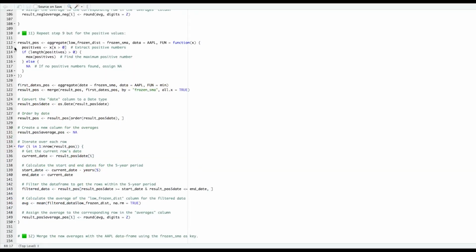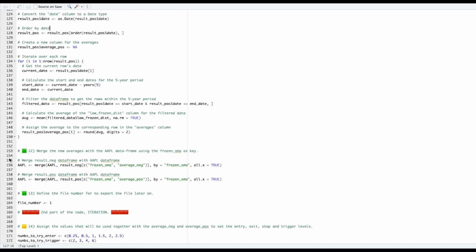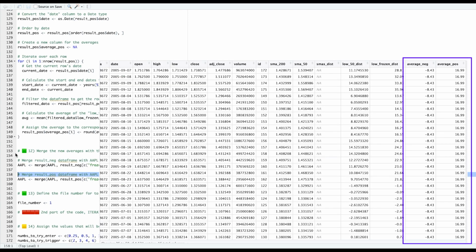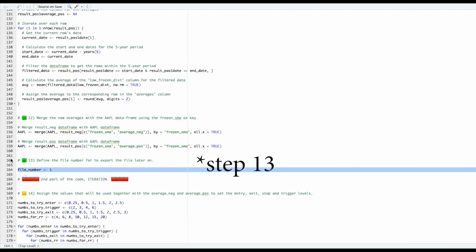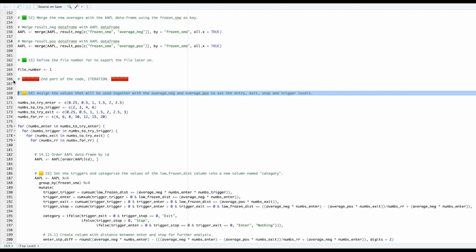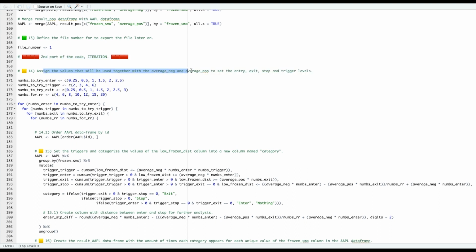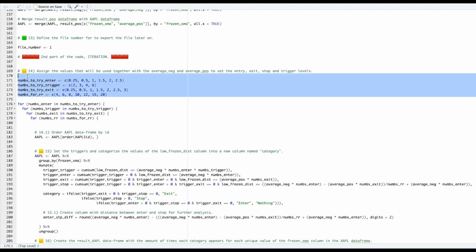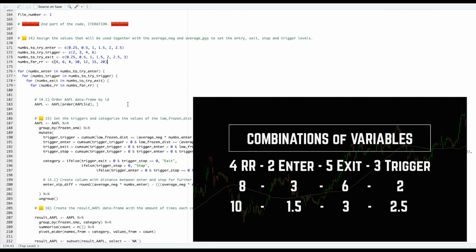Step 11 repeats the previous step but for the positive averages. In this step, I took the results from steps 10 and 11 and added them to the main data frame. Step 12 is for the auto-numbering of the files that will be exported. The following part of the code is where the optimization happens. In step 14, as the comment says, I assign the values that will be used together with the average negative and the average positive to set the entry, exit, stop, and trigger levels. These numbers are the variables mentioned here and that will end up being these combinations.